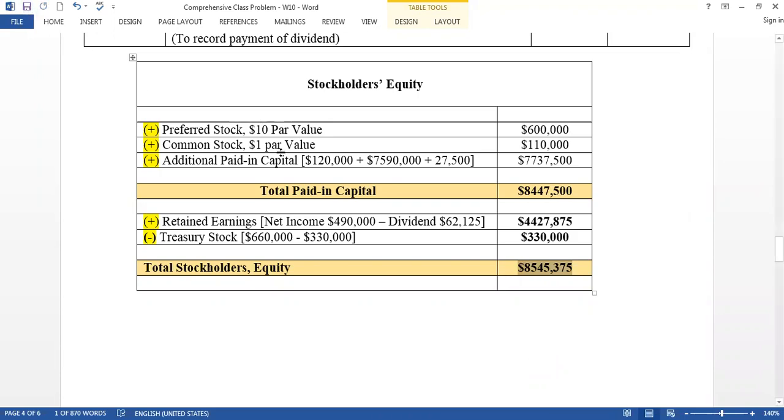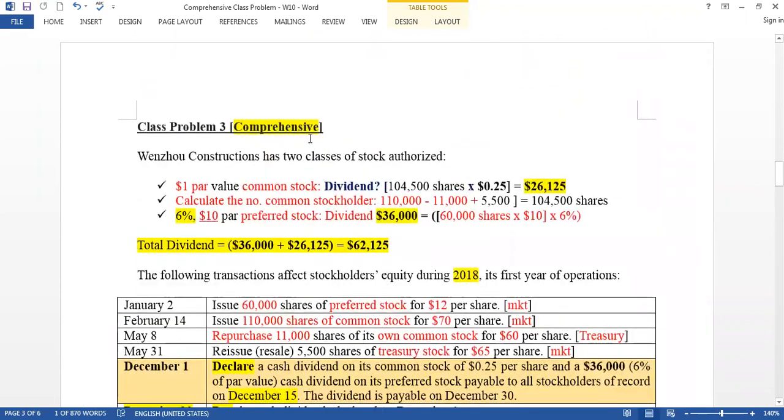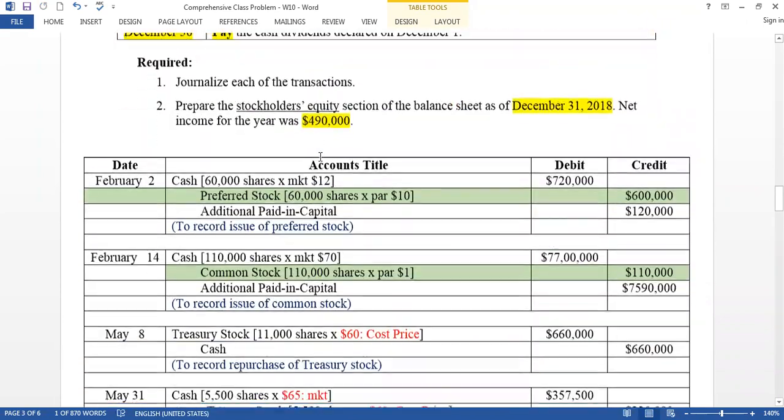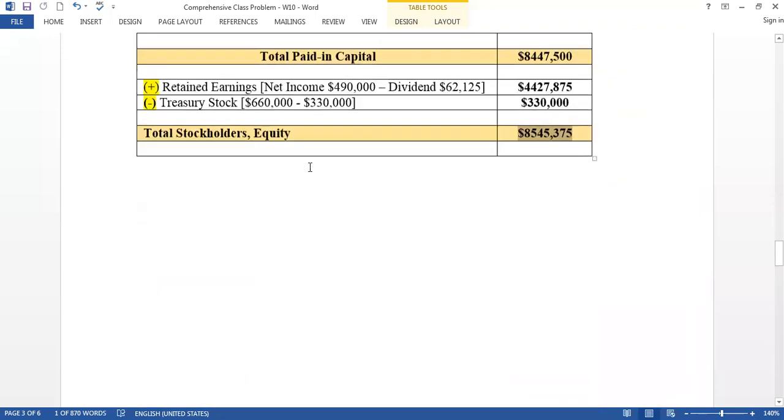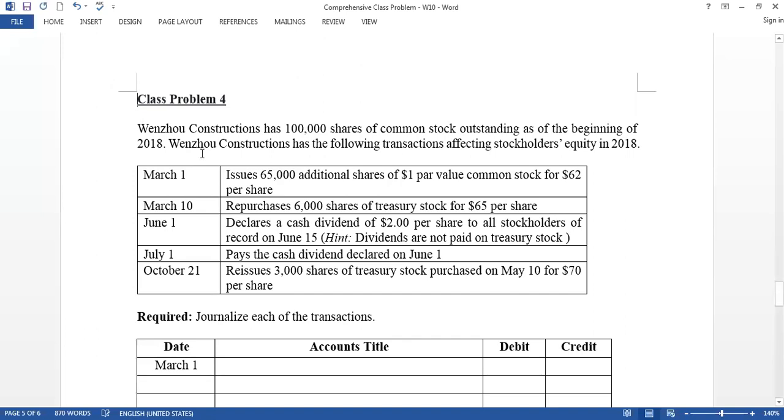So this is about question 3. And similar to question 3, we have another question, called question 4. Let me solve this also.